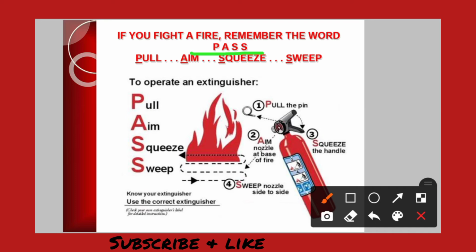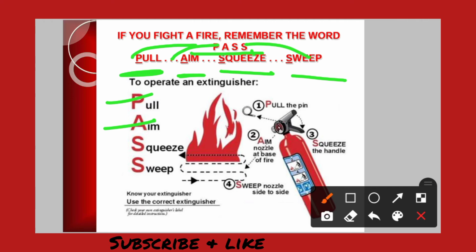How can you do that? You have to pull, aim, squeeze, and sweep. PASS full form is pull, aim, squeeze, and sweep. The first one is pull the safety pin out, aim the nozzle or the hose at the fire, squeeze the handle, and then sweep the area of the fire.